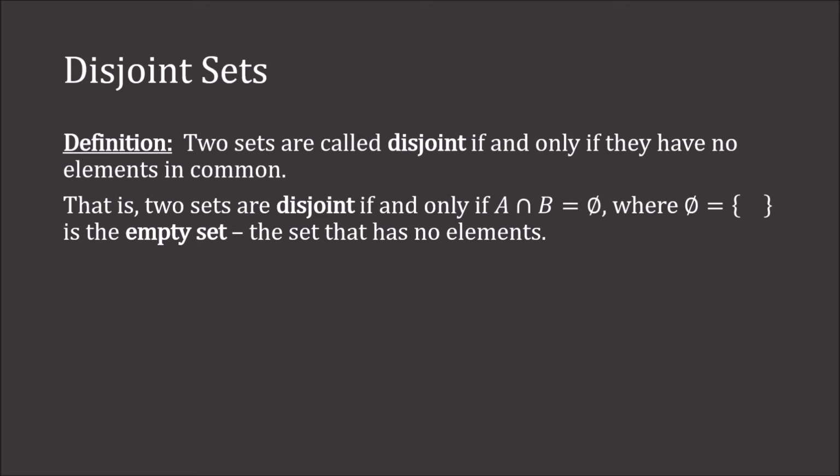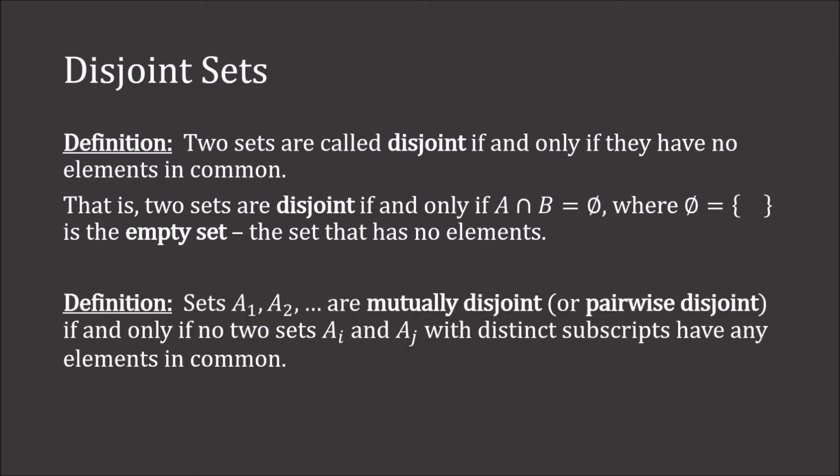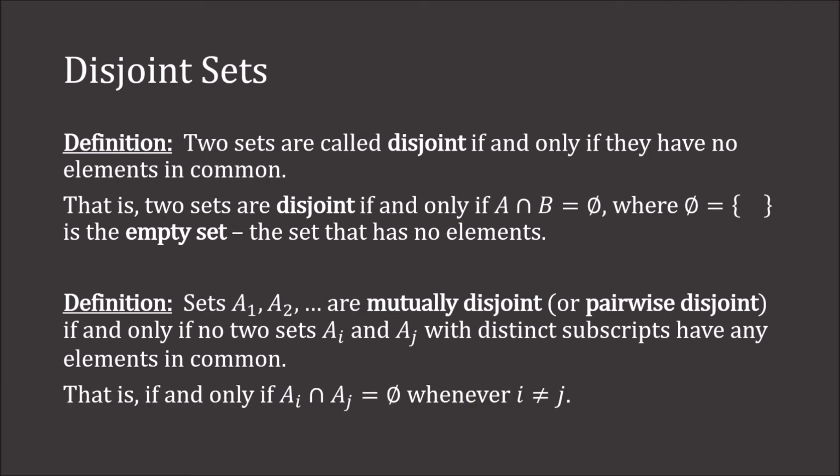So we say that sets A1, A2, and so on and so forth are mutually disjoint or pairwise disjoint if and only if no two sets, A sub i and A sub j, with distinct subscripts have any elements in common. That is, if and only if the intersection of A sub i and A sub j is the empty set whenever i is not equal to j.